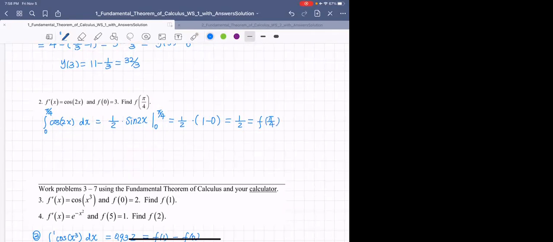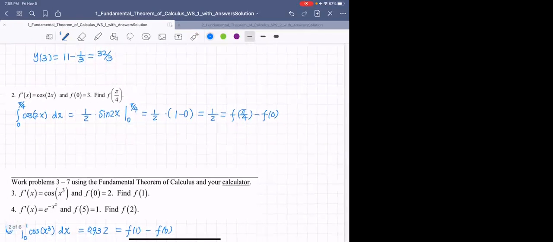And then this is f of pi over 4 minus f of 0. Yes? Okay. So this is f of pi over 4 minus 3, which equals how much? That's going to equal... it should be 3.5, right? Oh yeah, it's 1/2 plus 3, so it's 3.5, yeah.